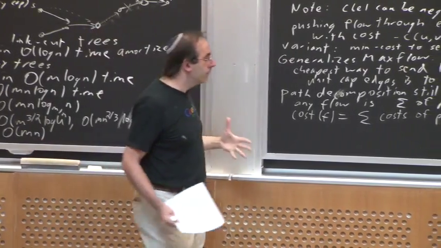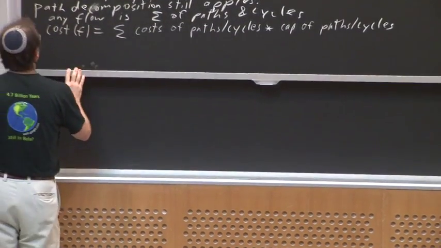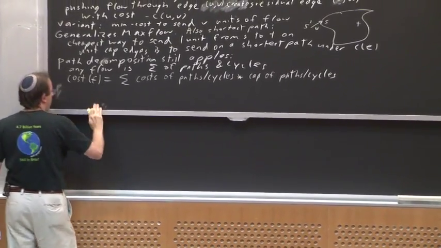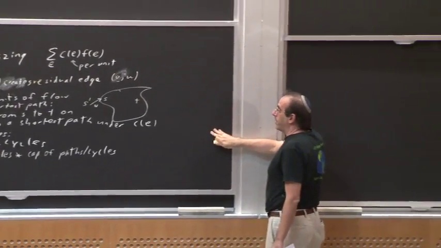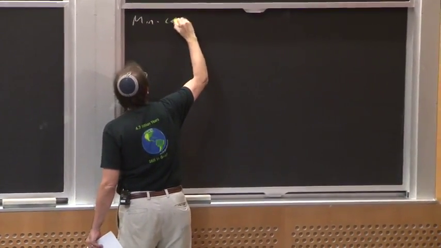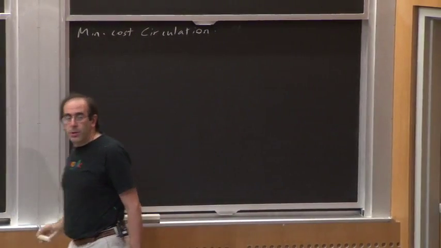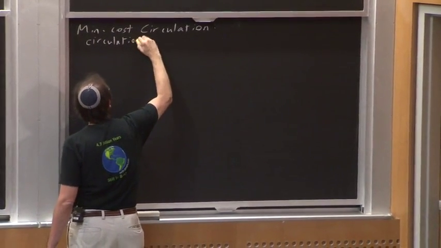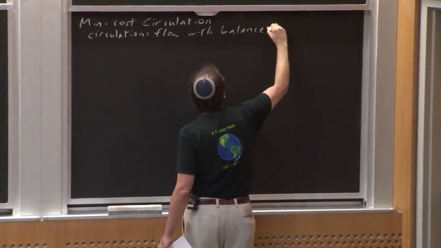Okay? Good. So that actually, since we're going to be doing some scaling, this lets us bound. Let's not do that yet. So let me tell you about one other problem variant, which becomes interesting now that we're doing min-cost flow. And that is the problem of min-cost circulation. Okay. So I mentioned circulations before, right? A circulation is equal to a flow with balance everywhere.